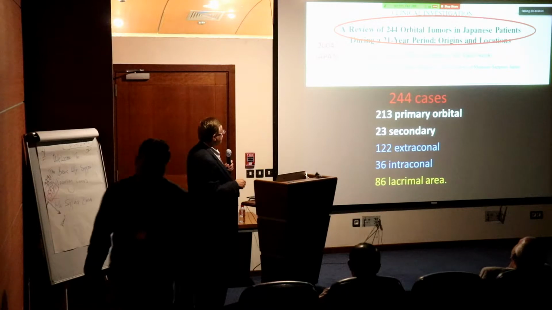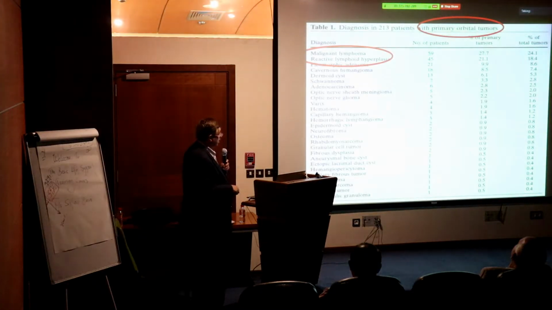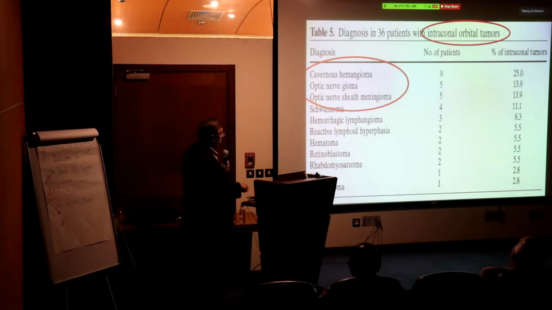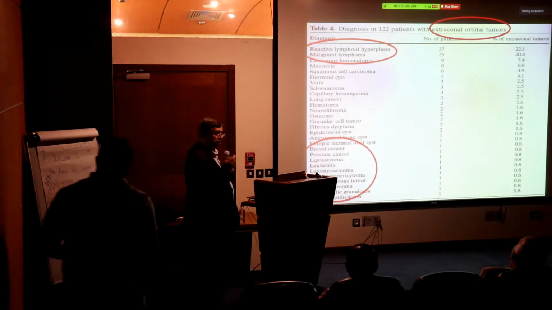This is a very nice paper, a review of 244 orbital tumors in Japan, published in 2004. 244 cases, 213 were primary orbital. So primary is more than secondary. Extraconal is more than intraconal. Remember the pathology that affects the lacrimal gland. It's huge. And this is the 213 primary orbital tumors. What is the commonest? Lymphomas and lymphoid hyperplasia. What is the commonest in the intraconal orbital tumors? Meningioma, glioma, optic sheath meningioma. What is the commonest in the extraconal lymphoid? Lymphoma. People forget about lymphoma. It's there.